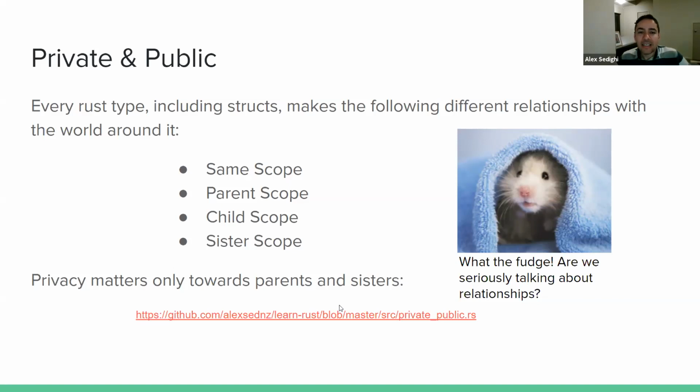you realize that every object, every type in Rust makes these different relationships with other types and other parts of the code. And either they are from the same scope or from the parent scope, the outer scope, or the child scope, or the sister scope. And interestingly, when you say things are private, it means private to the parent, either parent or sisters, or completely irrelevant scopes. Not the same scope and not even the child scope.